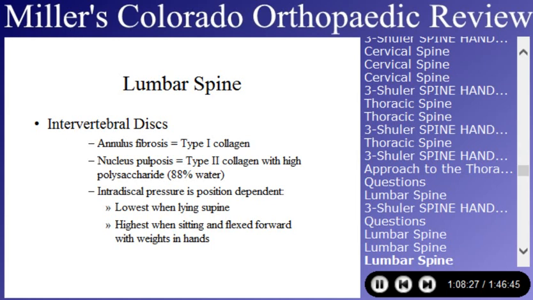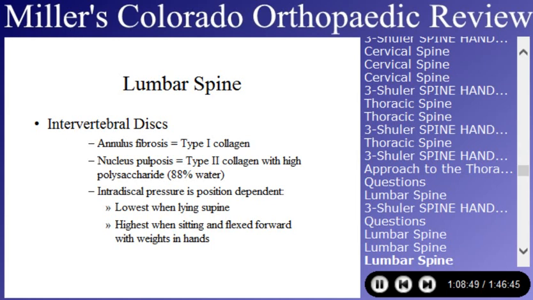Intradiscal pressure, now this is minutia that they actually tested on, but it makes sense. When is your intradiscal pressure the highest, and when is it the lowest? It's the lowest when lying supine, but the highest, I always put down the answer that you're just sitting in a chair. It's the highest. It's not. It's sitting in a chair, flexed forward with weights in the hand. But that's how it shows up on the examination.